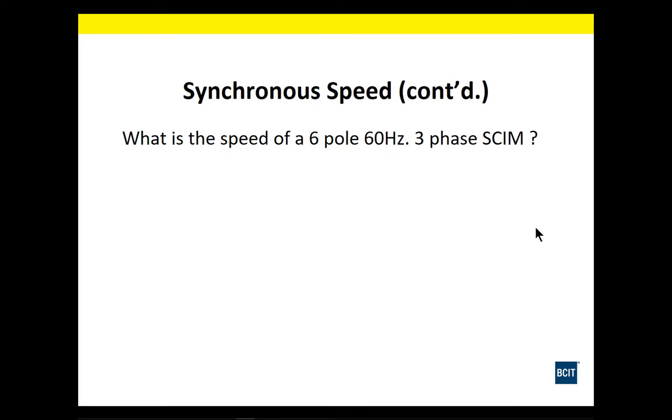So knowing that, let's calculate what the synchronous speed will be for a 6-pole 60 hertz 3-phase motor. We use our formula: speed equals 120 times frequency divided by poles. So we have 120 times 60 hertz divided by 6 poles. And that'll give us 1200 RPM.